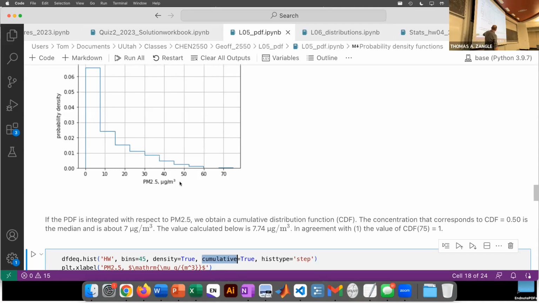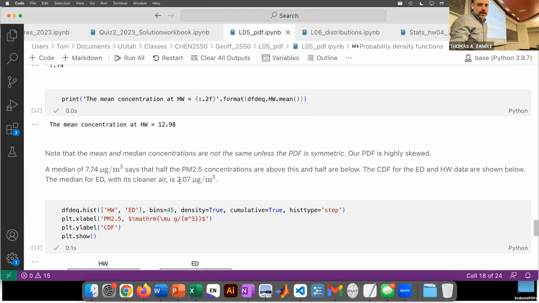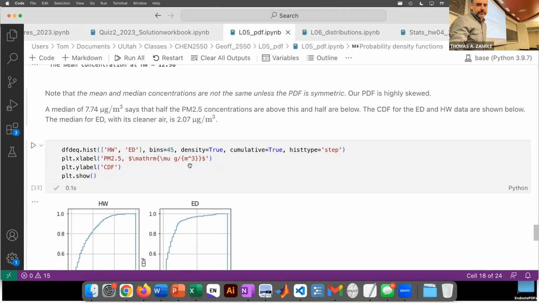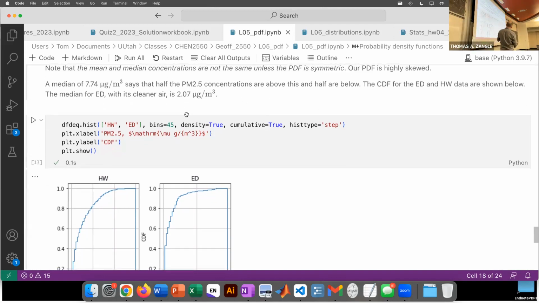Another example, when we were introducing the idea of mean and median, was salary data, right? Salary data tends to be highly skewed, with some people making a lot more money than everyone else. And so the mean and the median are typically not the same in salary data either. And again, the interpretation of the median says that half of the values are above it and half are below it. In this case, we have empirical data on PM2.5, and so the median of 7.74 micrograms per cubic meter means that half of our observations were below 7.74 and half of our observations were above.